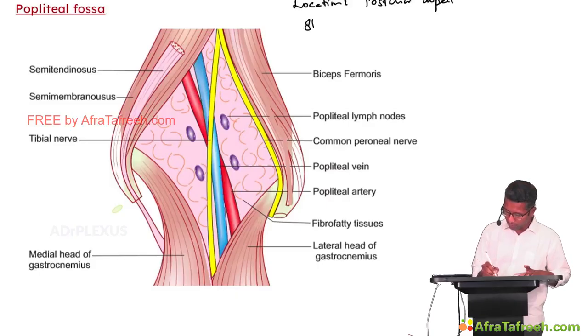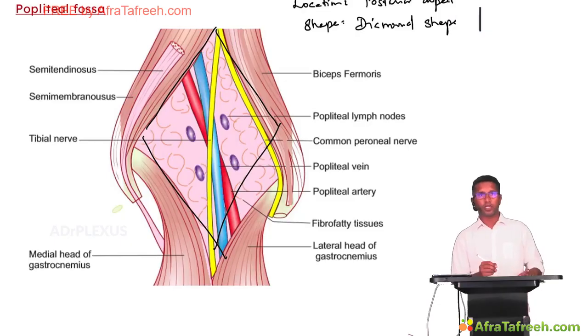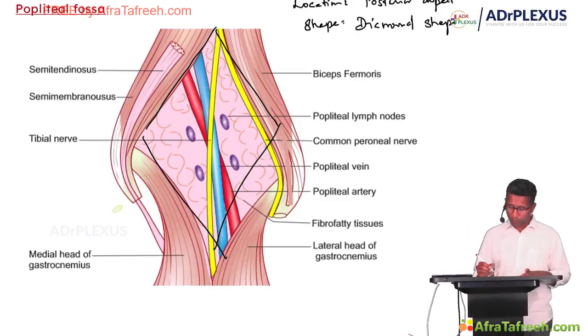And what is the shape of the popliteal fossa? The shape is like a diamond or a rhomboid shaped fossa. That is the shape of this fossa. So it has got four boundaries, guys.